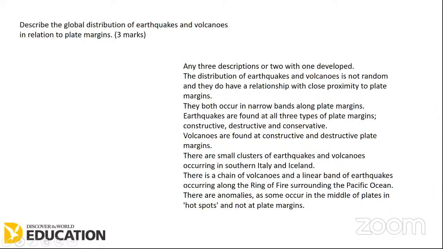And some of your answers might be the distribution of earthquakes and volcanoes is not random. They do have a relationship with plate margins. They both occur in narrow bands along the plate margins. And earthquakes are found at all types of plate margins, constructive, destructive and conservative, or convergent, divergent and transform. All right, and volcanoes are generally found at divergent and convergent. Notice how I changed the words there, okay? There are small clusters of earthquakes and volcanoes in South Italy and Iceland, and there's chains of volcanoes and linear bands, you know, talking about these ribbons, these bands, these clusters around the Ring of Fire, around the Pacific Ocean, and then you sometimes have these hotspot volcanoes as well. Remember, use your keywords, make sure you really, really know what they mean.